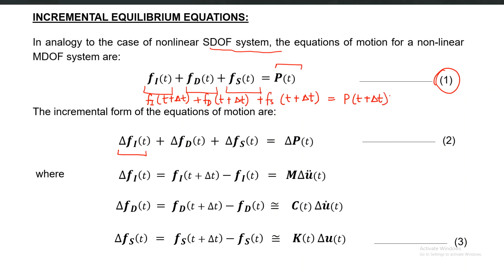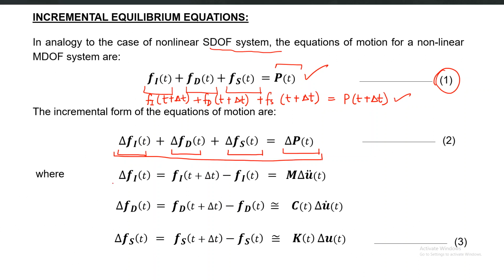If we subtract the original equation of motion from this equation, we will get the incremental form of this equation of motion, and that will be this one. Change in the inertial force plus change in the damping force plus change in the elastic restoring force will be equal to the change in the applied force.